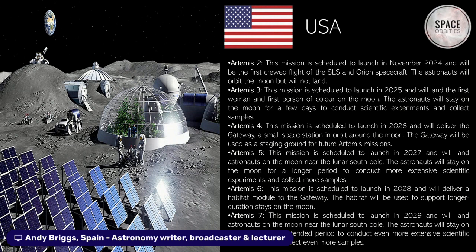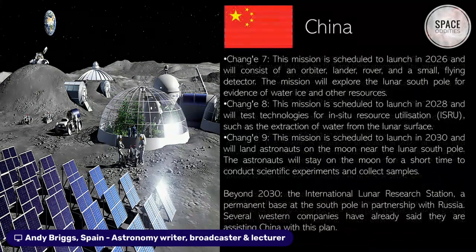This is a space station that's going to orbit the moon and be used as a staging post for future Artemis missions. Artemis 5, that's going to launch in 2027, and they're going to stay on the moon for a much longer period to carry out experiments and collect more samples. Then we've got Artemis 6 in 2028, delivering a habitat module to the Gateway. Artemis 7 launching in 2029, where the astronauts will stay on the moon for even longer to do valuable scientific work and collect and analyze more samples.